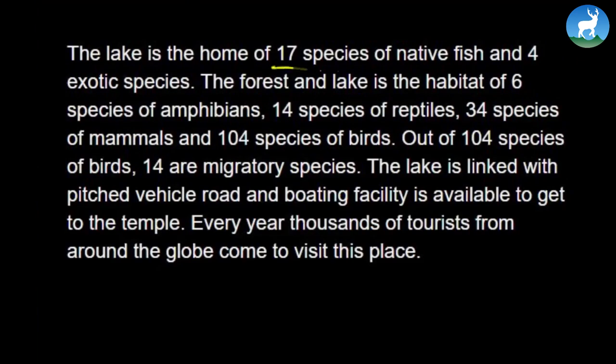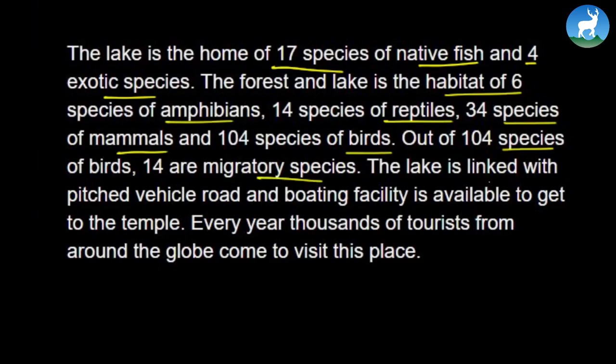The lake is the home of 17 species of native fish and 4 exotic species. The forest and lake is the habitat of 6 species of amphibians, 14 species of reptiles, 34 species of mammals, and 104 species of birds. Out of 104 species of birds, 14 are migratory species. The lake is linked with pitched vehicle road and boating facility is available to get to the temple. Every year, thousands of tourists from around the globe come to visit this place.